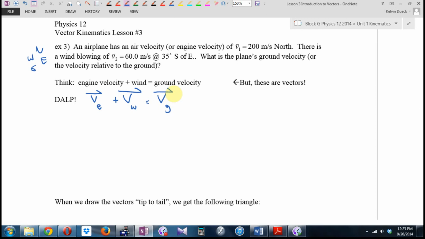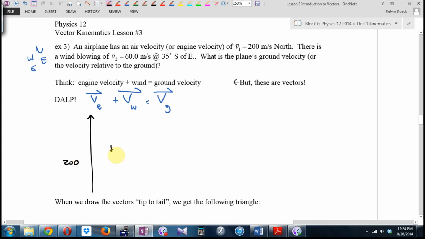This one's got some slanties in it, so I'm going to draw this one really carefully. I mean, I'm okay on V1. 200 north, that's the engine velocity. I think that's going to look yoink, like that. And I'll draw it fairly big because 200 is a fairly big number.